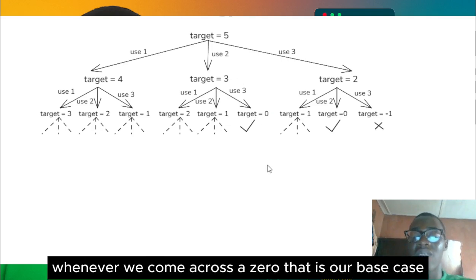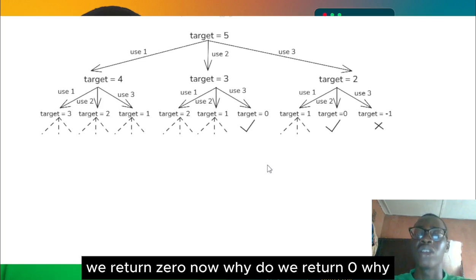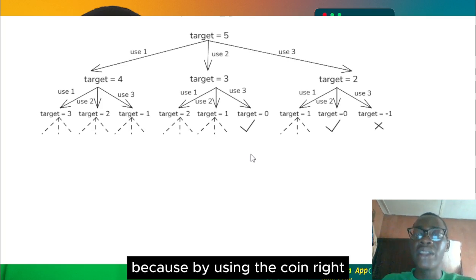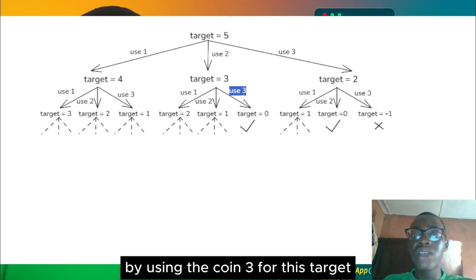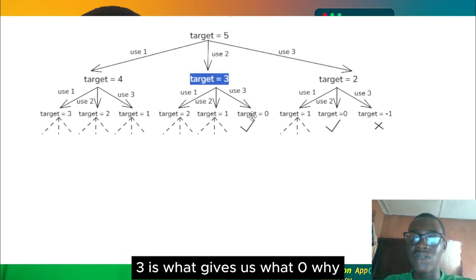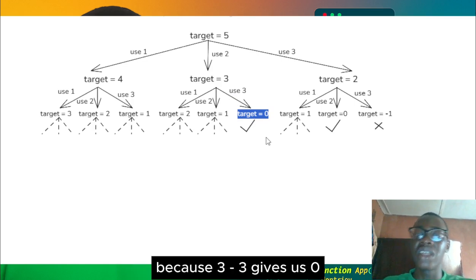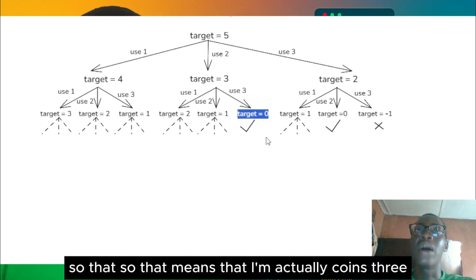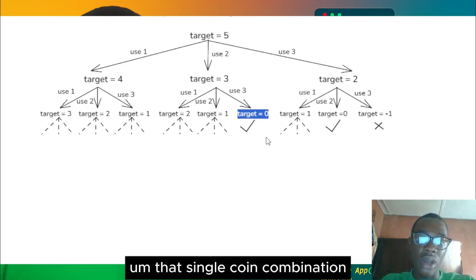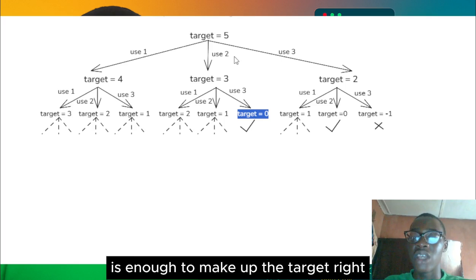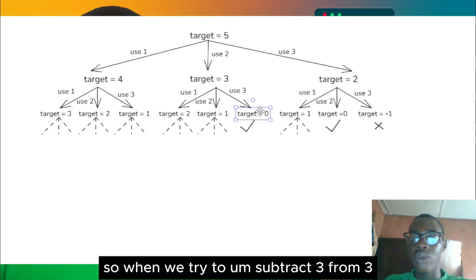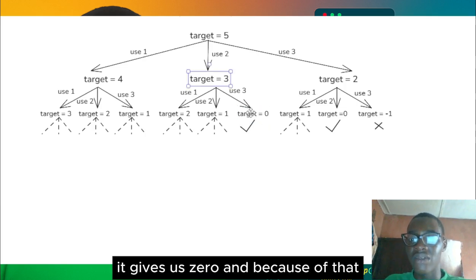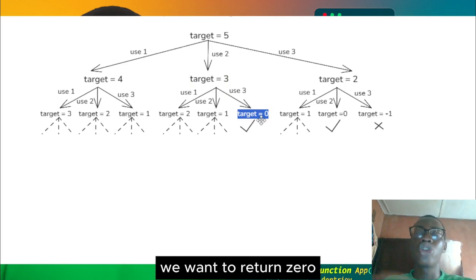So whenever we come across a 0, that is our base case, we return 0. Now why do we return 0? Because by using a coin, we consider the target to be 0 here, right? Using coin 3 for this target 3 is what gives us 0, because 3 minus 3 gives us 0. That means that coin 3, that single coin, is enough to make up the target, right? Because 3 is equal to 3. So when we subtract 3 from 3, it gives us 0, and because of that we return 0.